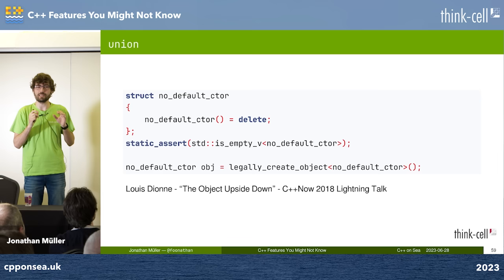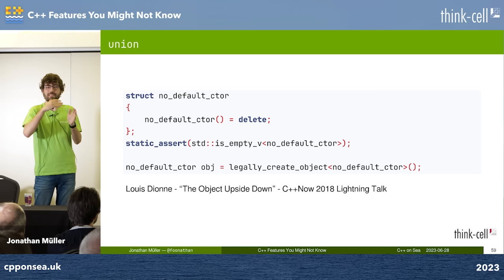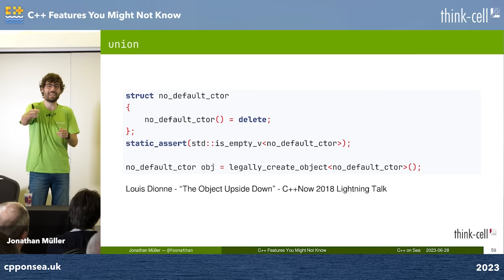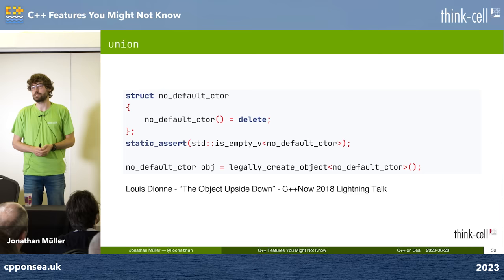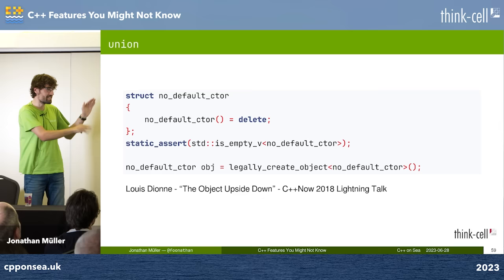But essentially, you're using the fact that you have the common initial sequence of a union. So you create one member that can be constructed, and then an empty type doesn't take part in the common initial sequence, so you can use that to get a reference to the empty one, and use that happily ever after. The only downside is this isn't constexpr, because it requires a reinterpret cast at one point, which is also legal. So just check out the talk. It has a bunch of surprisingly legal stuff in there.